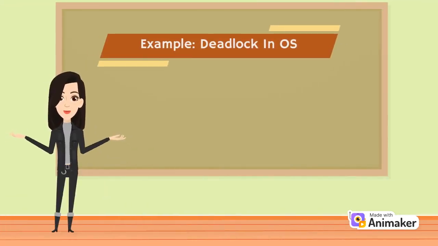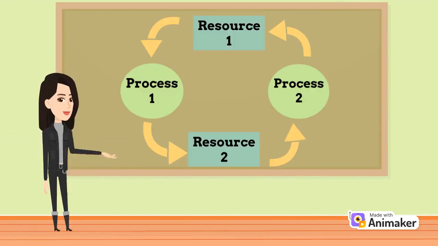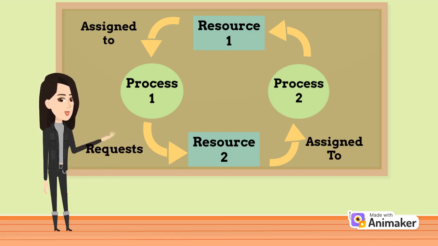Now let's see what happens in an operating system deadlock scenario. In this diagram, in green circles we have process 1 and process 2, and in blue boxes we have resource 1 and resource 2. Resource 1 is assigned to process 1 and resource 2 is assigned to process 2. But process 1 now requires resource 2 to execute, but resource 2 is assigned to process 2, so process 1 cannot access it, while process 2 requires resource 1 to execute. So both of them are in a deadlock situation, waiting for each other to release these resources so they can access them. So this creates a deadlock situation and neither of the two processes can be executed.